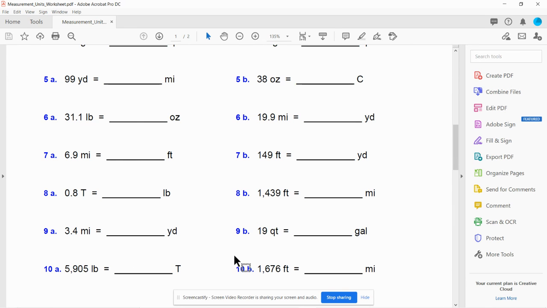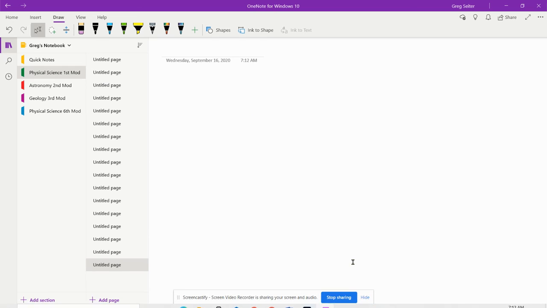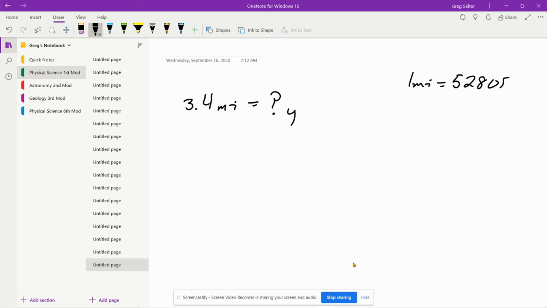3.4 miles equals how many yards? Another double conversion. So 3.4 miles into yards. All right. 1 mile, I had a brain stall there. 1 mile equals 5,280 feet, and 3 feet equal 1 yard.